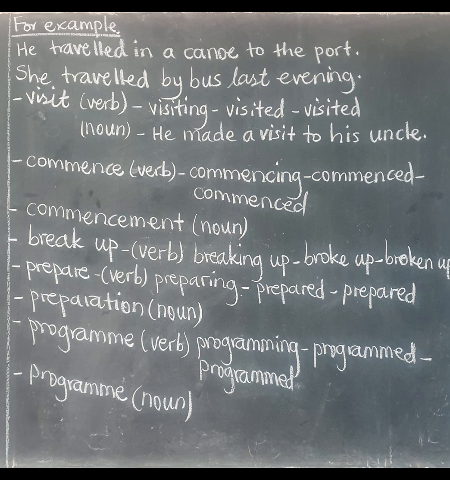Visit as a noun is used in a sentence to show that one had that activity done. He made a visit to his uncle. I shall give X a visit. That means in that sentence, it has worked as a noun, visit.